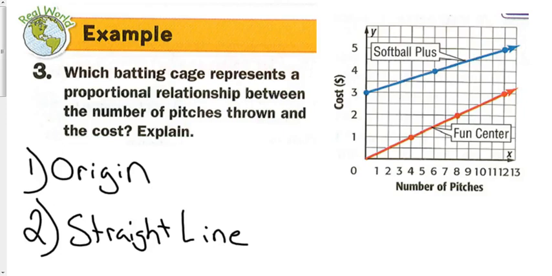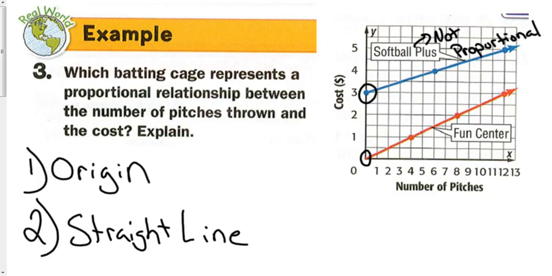Let's look at softball plus first. So that's our top line here. All right, so question number 1, does it go through the origin? Well, here's our origin down here. Here's softball plus up here. That's going to be a big fat no. So right off the bat, we know softball plus is not proportional. All right. So we don't even have to ask ourselves question number 2 because it doesn't matter. It has to be yes for both.